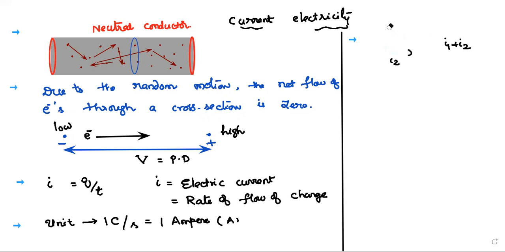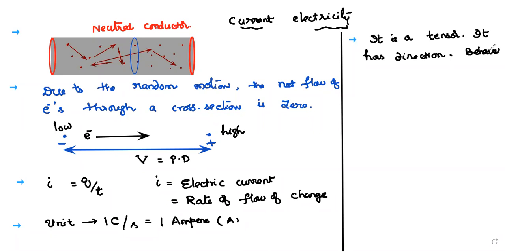That's why it has direction but does not obey the vector laws. That's why it is a tensor. It has a direction, but does not obey the vector laws. They are added like scalars, it behaves like a scalar. Yes, exactly. Okay, this is the basic part about the current.